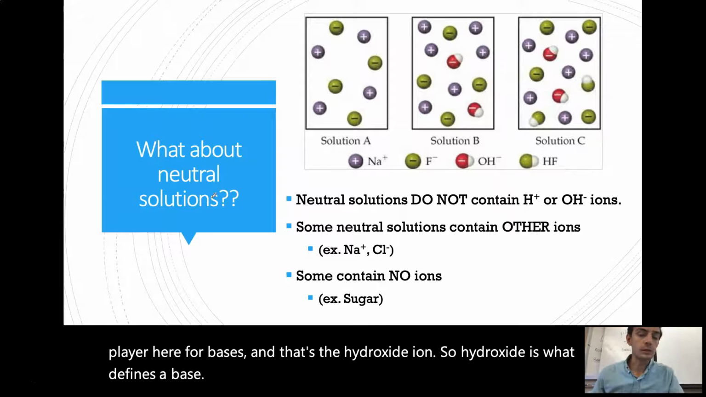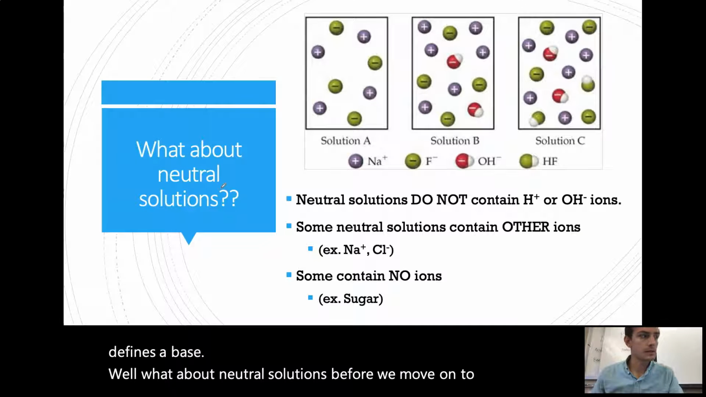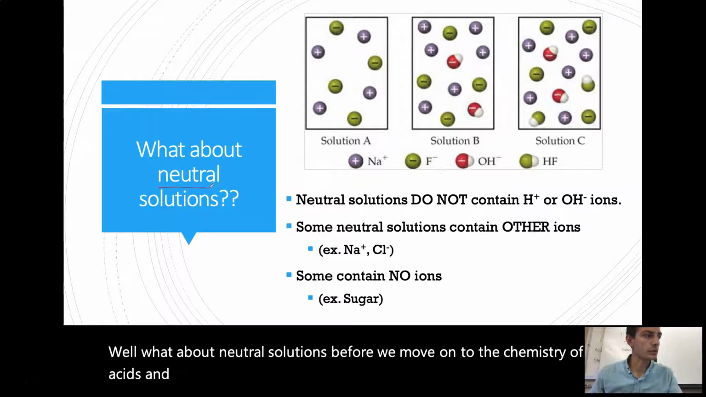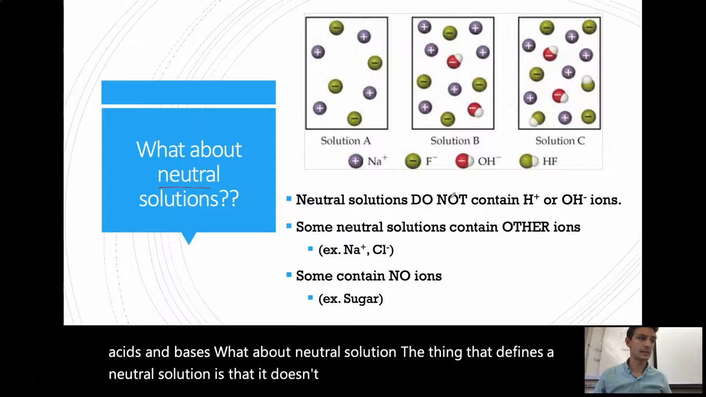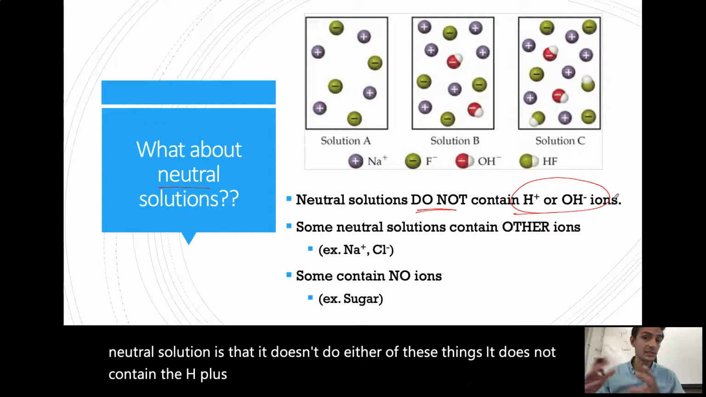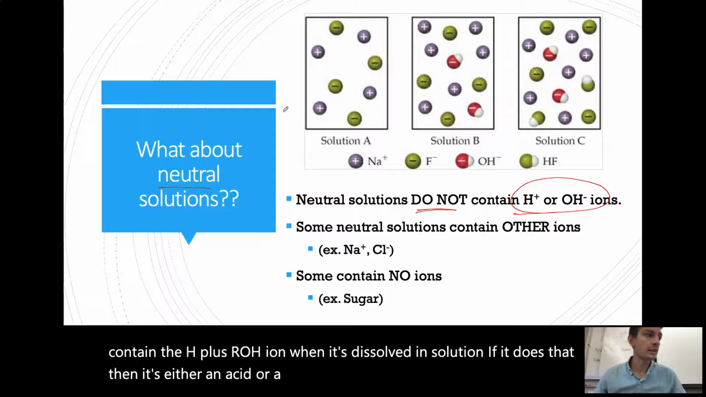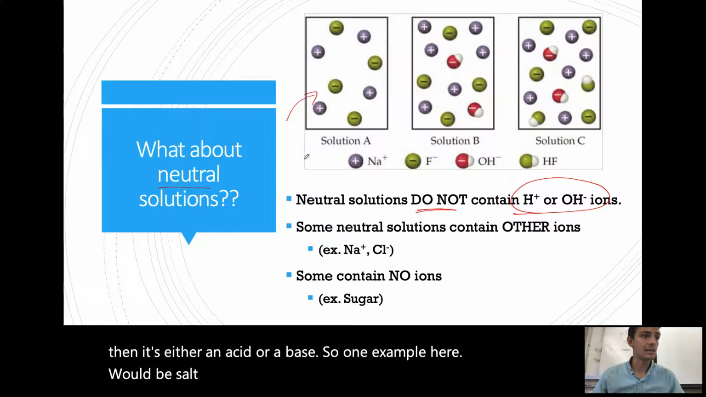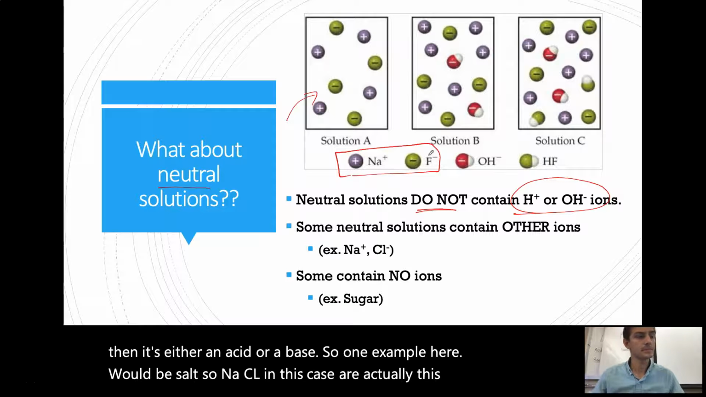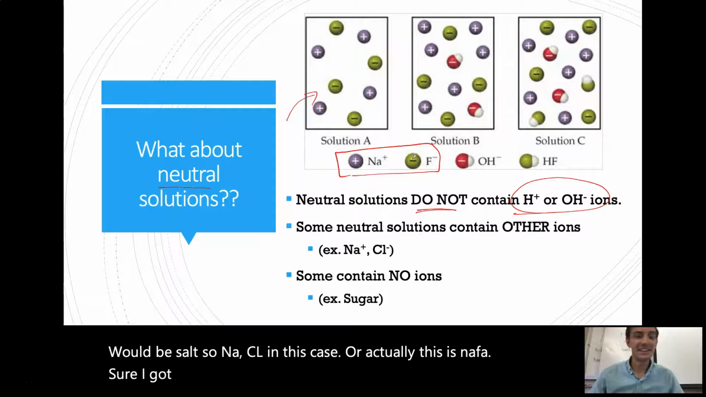Well, what about neutral solutions? Before we move on to the chemistry of acids and bases, what about a neutral solution? The thing that defines a neutral solution is that it doesn't do either of these things. It does not contain the H+ or OH- ion when it's dissolved in solution. If it does, then it's either an acid or a base. One example here would be salt, NaCl. Actually this is NaF, the picture I got offline, but NaCl would look the exact same when drawn this way.